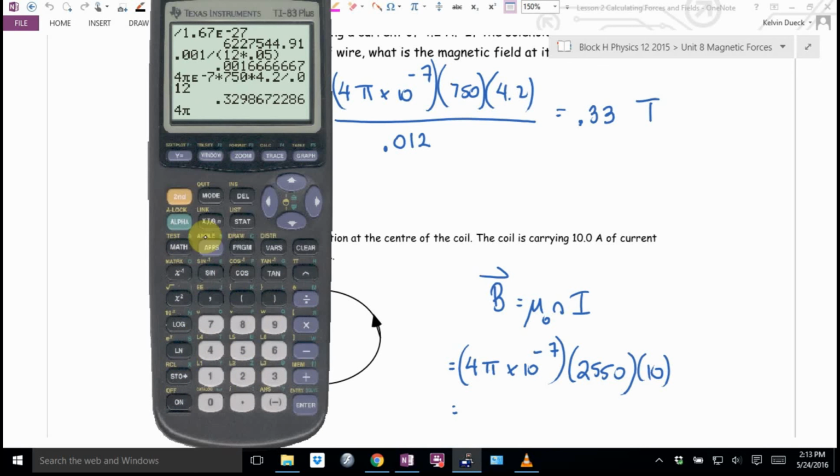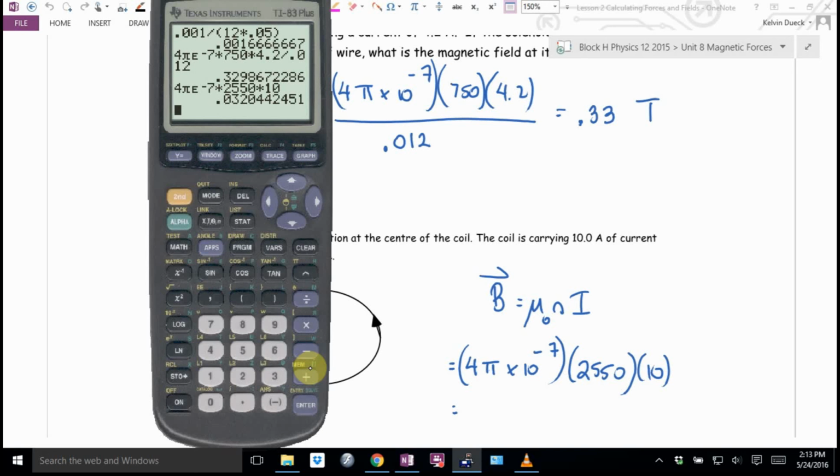Pi, scientific notation, negative 7, times 2550 times 10. And I get a magnetic field of about 0.032 Teslas. Anybody else? Is that right? Now remember, that doesn't sound big. That's pretty big.